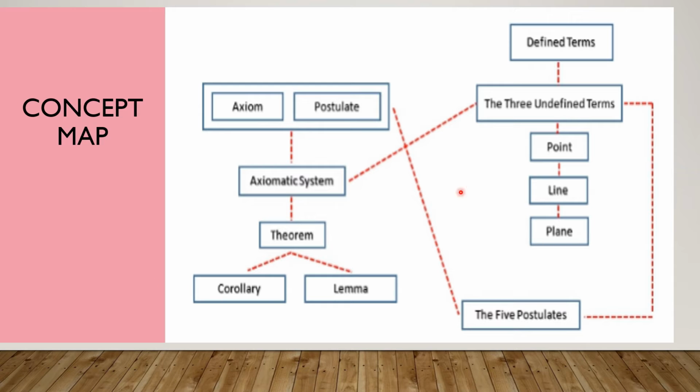Here, ito yung form natin. Now, if you make your own concept map or definition, let's try to compare the concept map that you have with this concept map. As you can see here, axiom or postulate is at the very top. Below the axiom and postulate, we have the axiomatic system. Then below the axiomatic system, we have theorem. Then below the theorem, we have corollary and lemma.